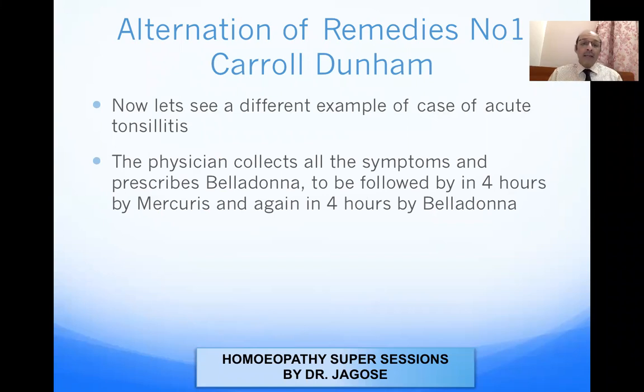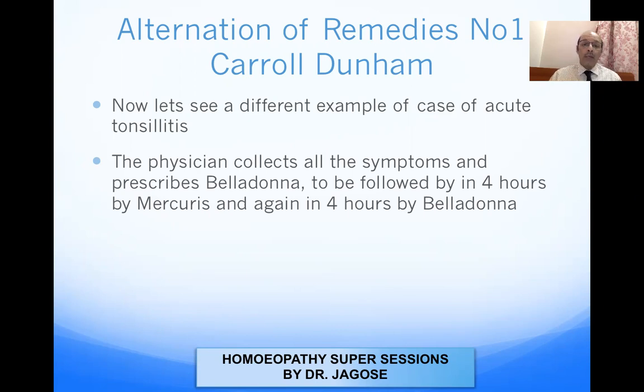We treated that case as if it was a new case, and we again took the symptomatology of the case. Now, in this part 2 chapter, let us see a different example, a case of acute tonsillitis. The physician collects all the symptoms and prescribes Belladonna to be followed in 4 hours by Mercurius and again in 4 hours by Belladonna. The physician finds that in this case, Belladonna and Mercurius both cover the totality very nicely, as compared to a single drug which doesn't cover the totality.